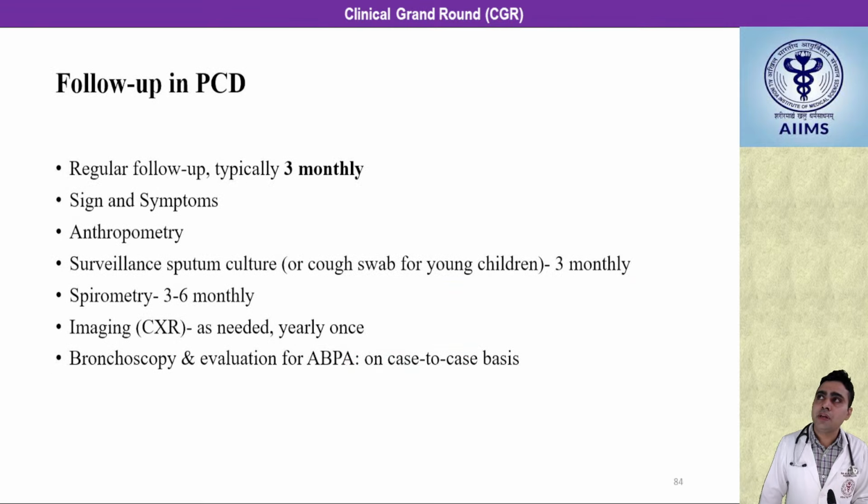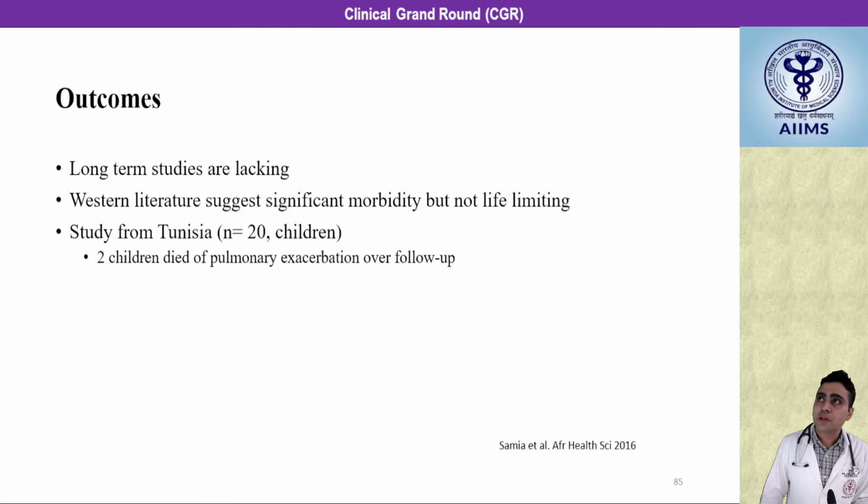Follow-up should be done regularly at around 3-month intervals, or more frequently if symptomatic. We monitor for signs and symptoms, anthropometry, surveillance sputum culture every 3 months, spirometry every 3 to 6 months, chest X-ray as needed or once a year, and bronchoscopy and ABPA workup on a case-to-case basis.